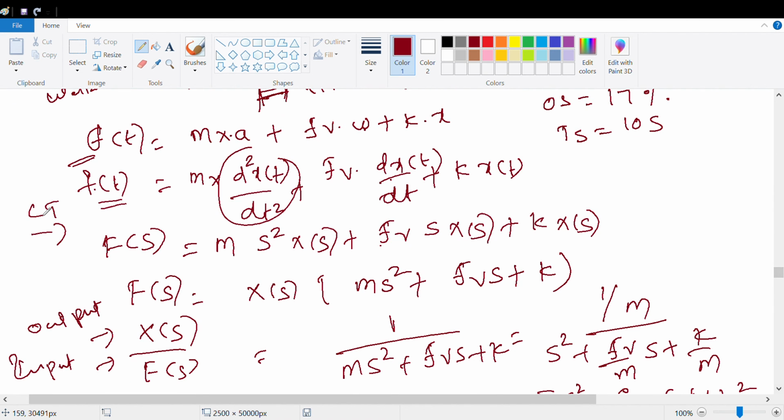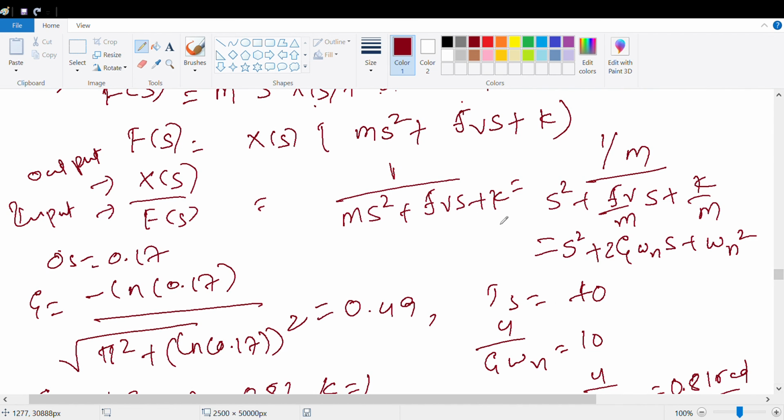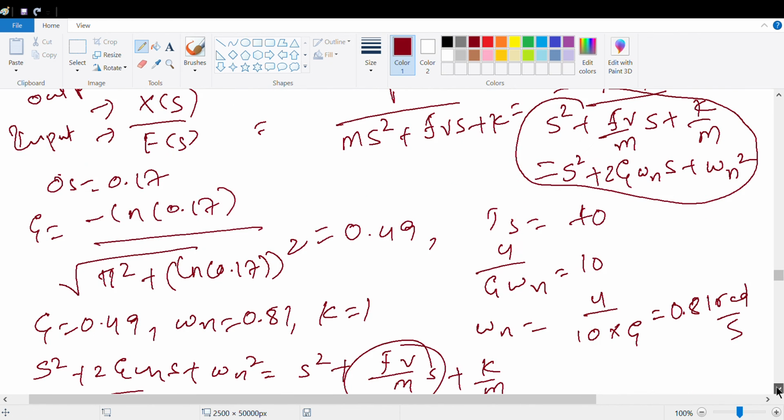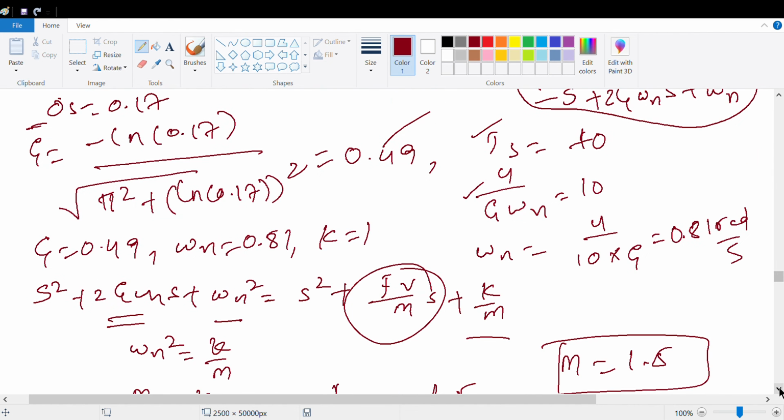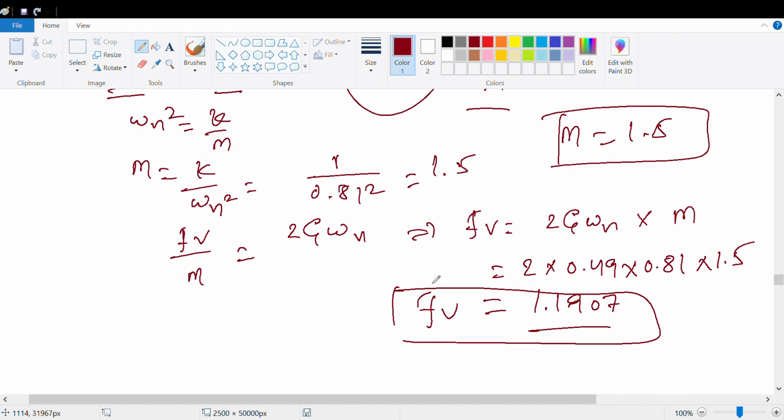So apply Laplace transforms here. Therefore F of s equals m s square X of s plus fv s X of s plus k X of s. Now we get the transfer function, and we equate it with the standard function. Knowing the overshoot, we can find the damping ratio zeta, and knowing the settling time, we can find omega n from 4 by zeta omega n. So by comparing we can get m and fv.